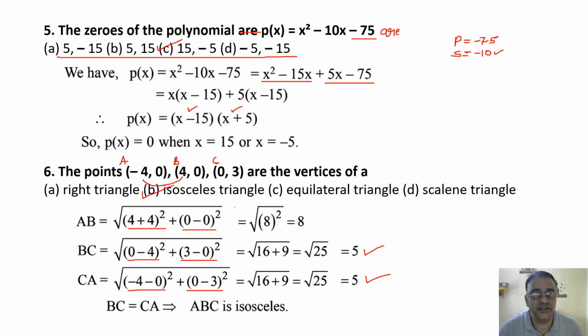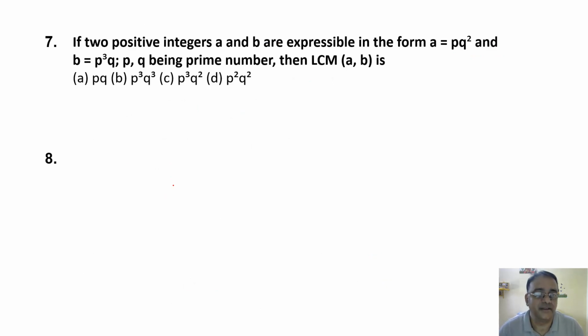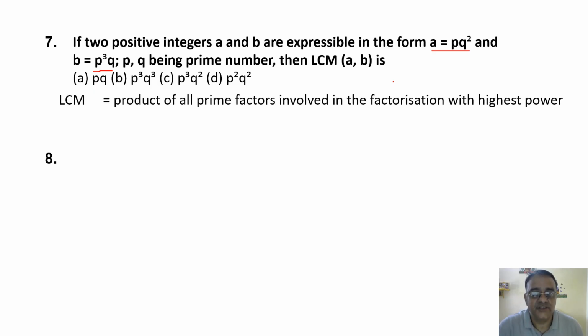Now we are moving toward question number 7. If two positive integers a and b are expressible in the form of a is equals to pq square and b is equals to p cube q, where p and q are prime numbers, so then what is the LCM of a and b? We know that LCM is the product of all prime factors involved in the factorization with highest power, right? So p का highest power है 3 और q का highest power है 2, so p cube q square, and the correct option is option C.